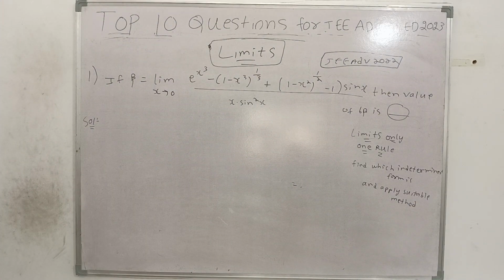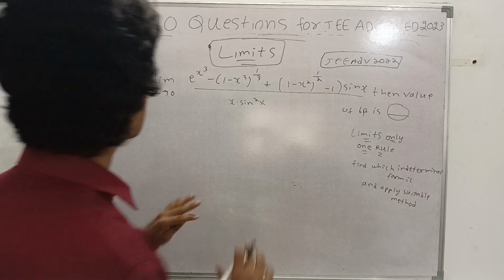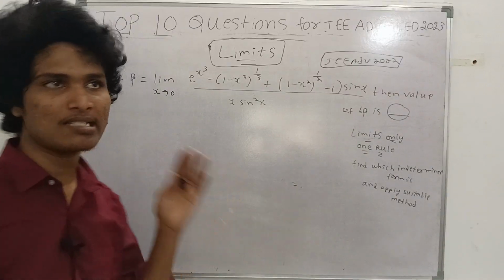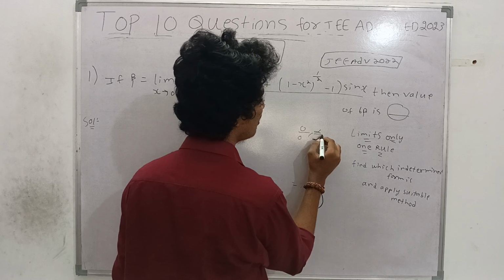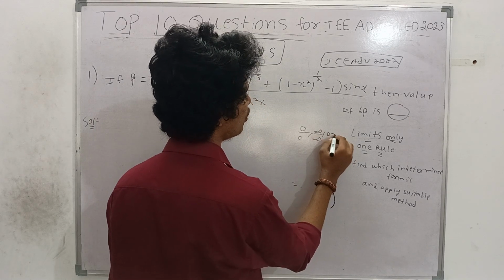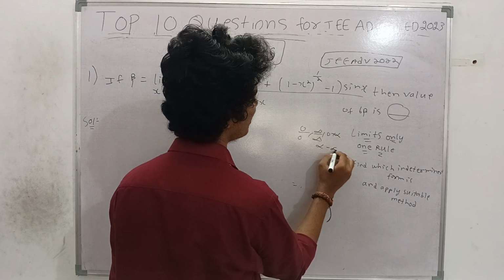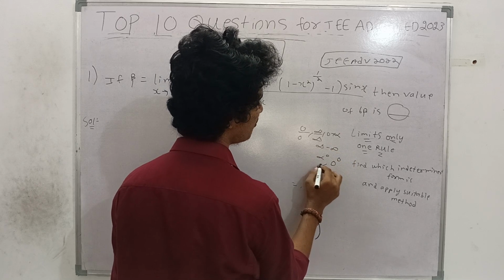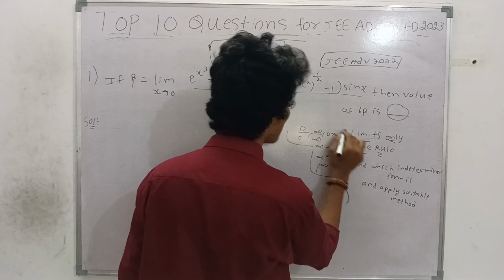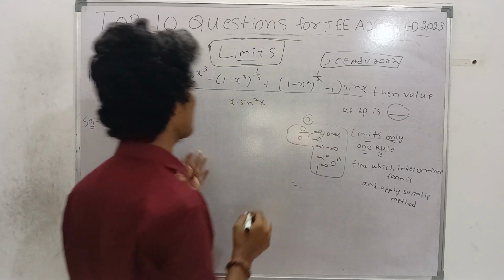Just see what form it is, whether it is 0 by 0, or infinity by infinity, or 0 into infinity, infinity minus infinity, or infinity power 0, or 0 power 0, or 1 power infinity. Among the 7 indeterminate forms, which one does it belong to?